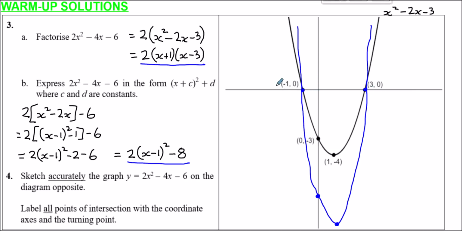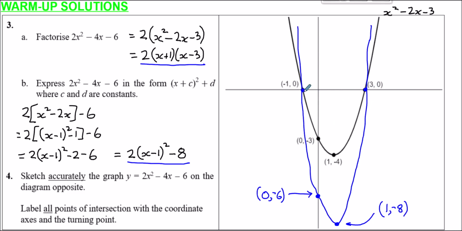So the x values for each point, let's label them on. So that one, the turning point is 1, minus 8. The roots haven't changed. And the y-axis intercept, instead of being 0, minus 3, that's 0, minus 6. So the x values haven't changed at all. But have a look at the y values.